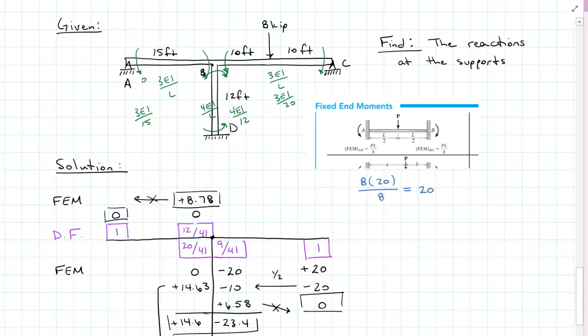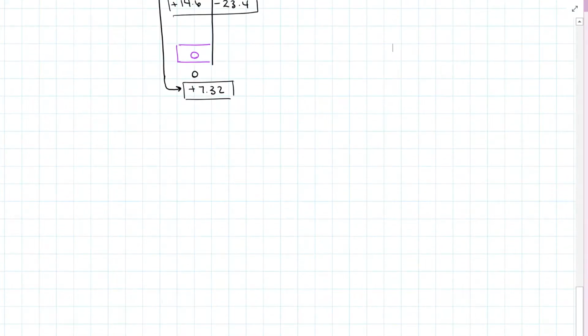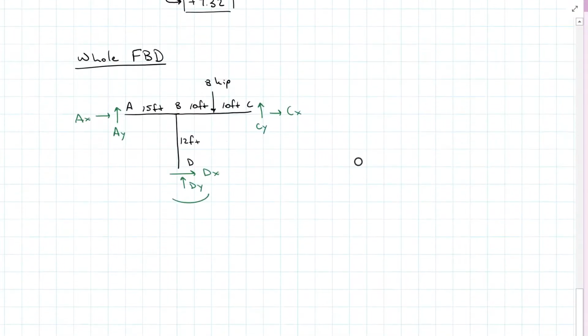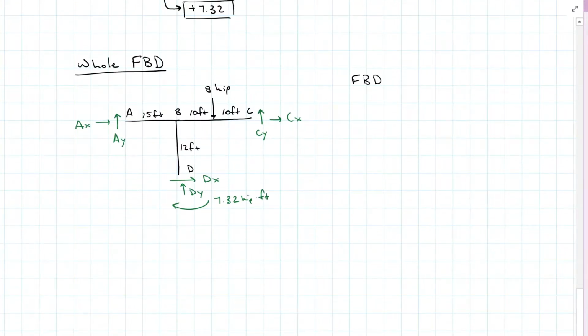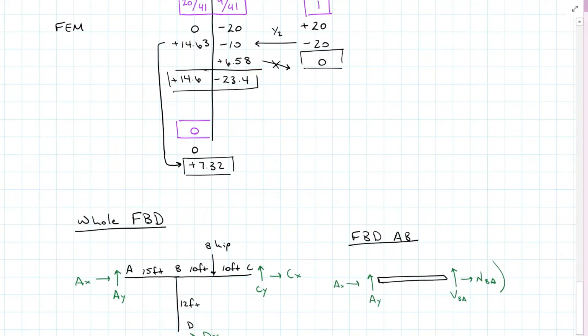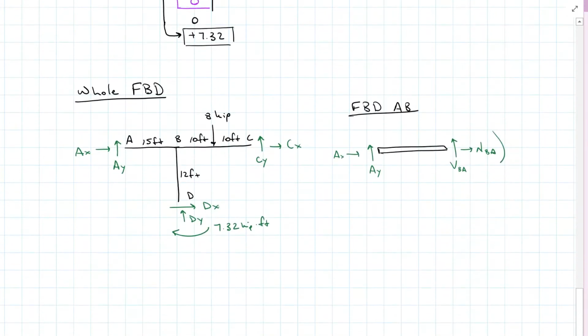Now I did all these so I could find the reactions at the supports. So drawing our whole free body diagram, and our moment at D, which is a positive, so that is a clockwise 7.32 kip feet. I have too many unknowns here, so I'm going to do a free body diagram of AB. And again, I'm going to keep the same directions, AY and AX, and we will have shear BA, normal BA, and then our internal moment here, BA, which is 8.78 positive. So that is clockwise 8.78 kip feet, and this is over 15 feet.